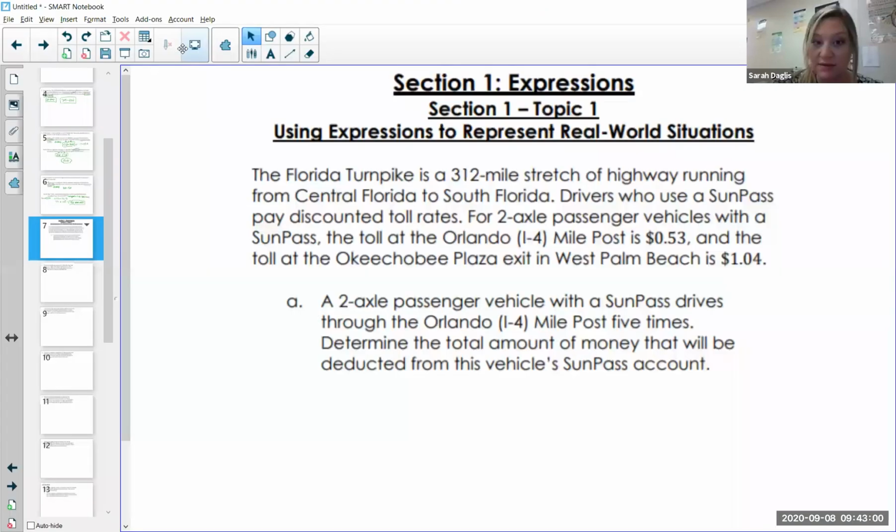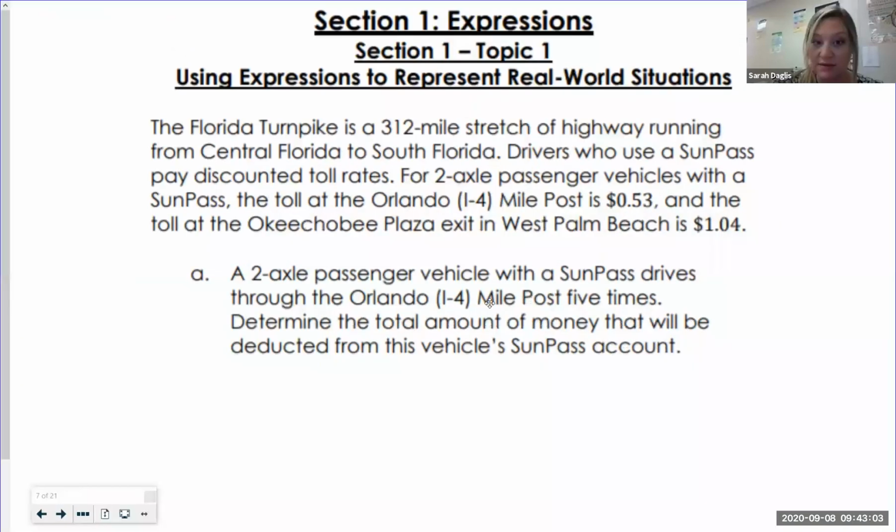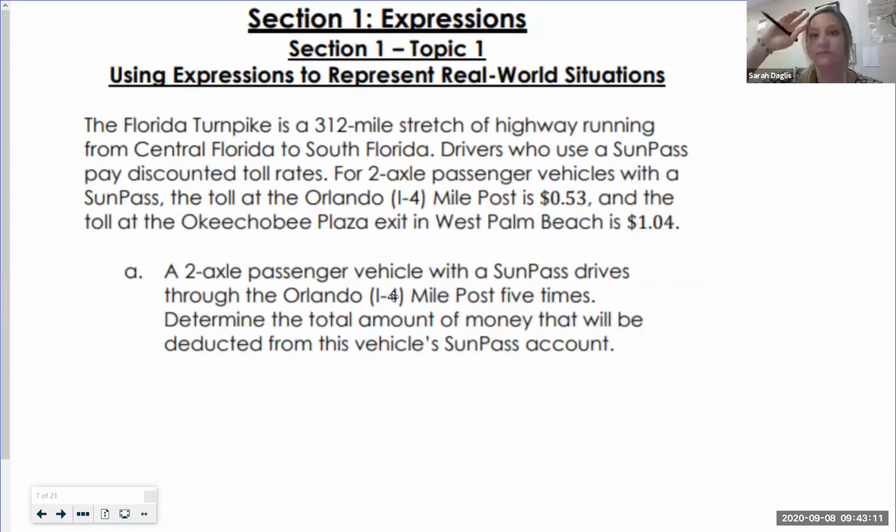What we're doing is we are using expressions to represent real world situations. So our first example here says the Florida Turnpike is a 312-mile stretch of highway running from Central Florida to South Florida. Drivers who use a SunPass pay a discounted toll rate. For 2-axle passenger vehicles with a SunPass, the toll at the Orlando I-4 milepost is 53 cents. And the toll at the Okeechobee Plaza exit in West Palm Beach is $1.04. Okay, so this is all the information we're going to use to answer all of our questions.